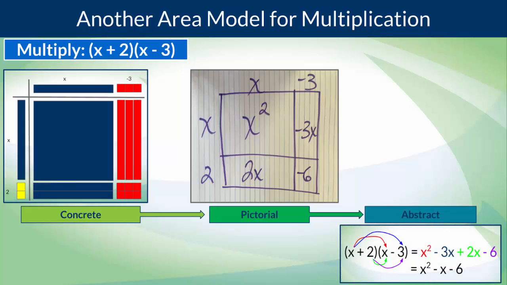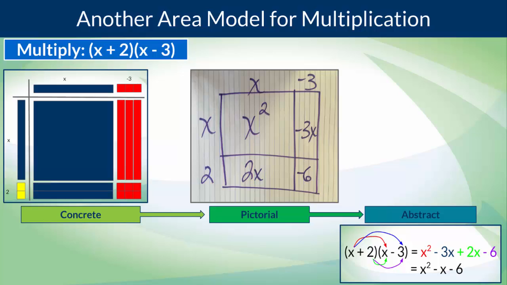And what this leads us to is this abstract idea, and this leads us to this FOIL method that a lot of people in algebra should be familiar with. I'm sure some people are having nightmares about having to do FOIL back in Algebra 1 class. But this is how we can build to that FOIL method of multiplying two binomials together, looking at it concrete, pictorial, and then finally looking at the abstract version of it.